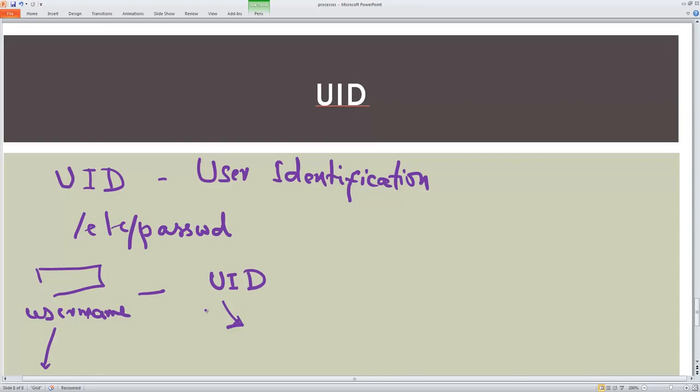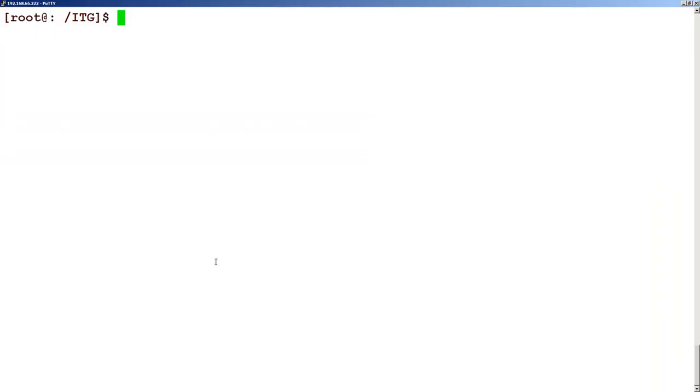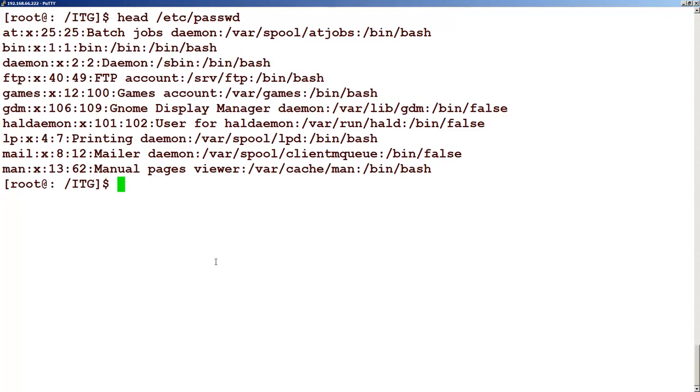As discussed, the UIDs are used mainly by the file systems and the software, and the login names are provided for the convenience of users. So let's look at the password file again. Let's look at the initial few lines using the head command. Let's look at root as well.